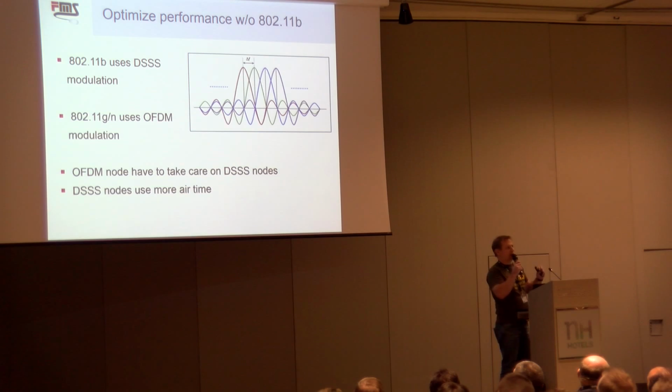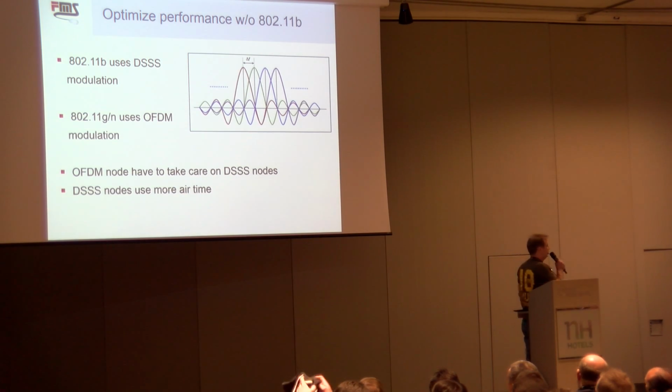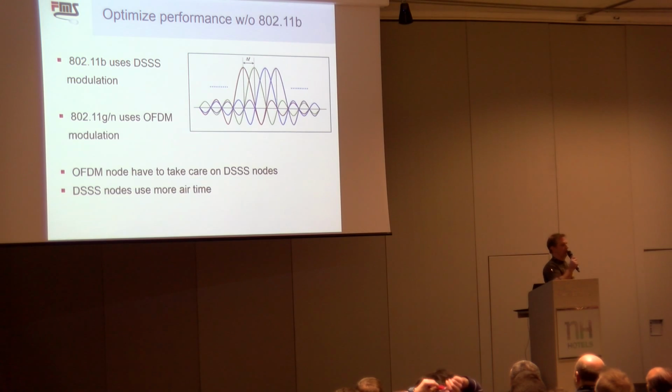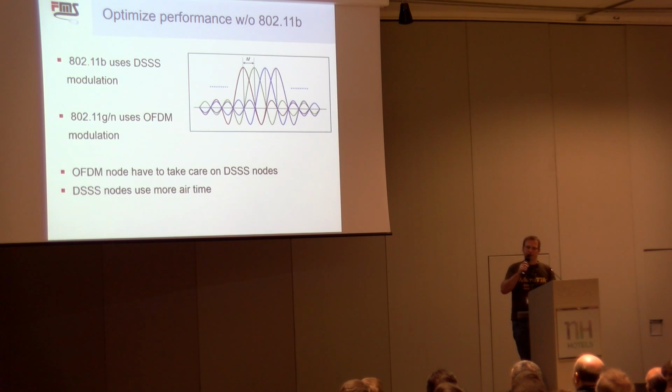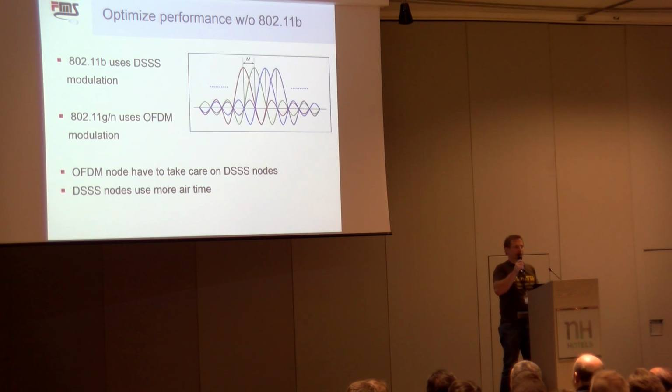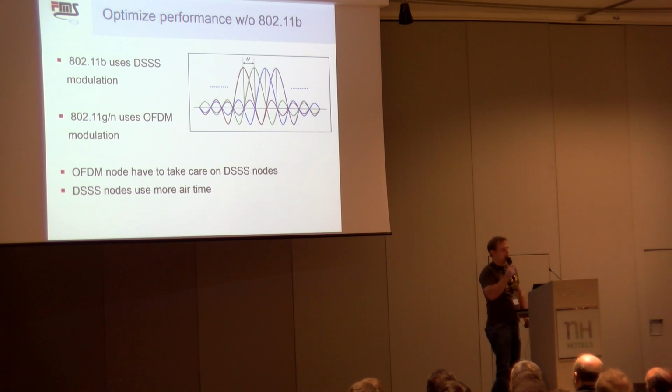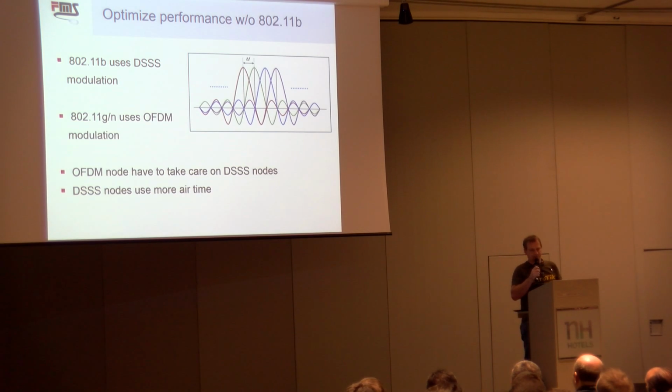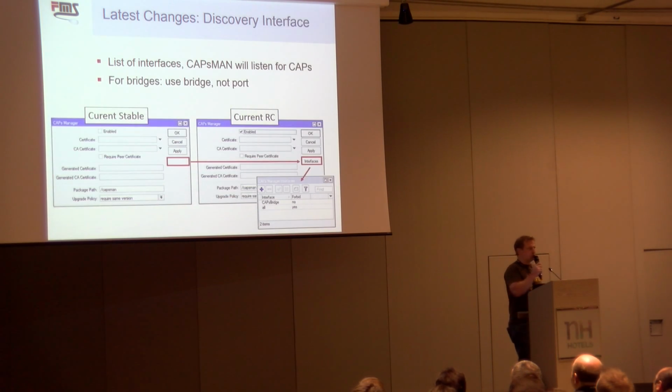And if an OFDM node has to be backwards compatible with DSSS, you will lose capacity since we have to take care of the DSSS timing and have additional overhead. So our suggestion clearly is to disable legacy mode, and that's something you can do starting 2016. One of the really new features is that one, that's the discovery interface.